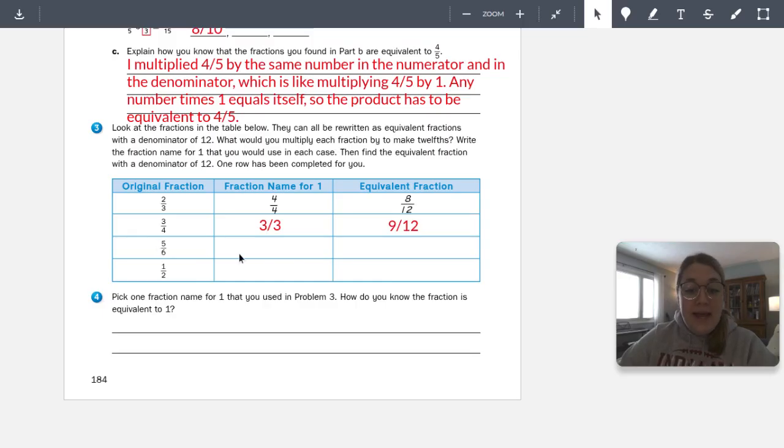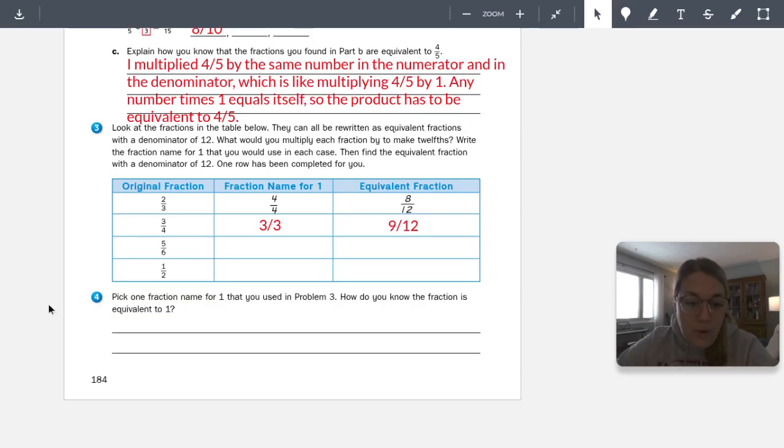Okay, what am I going to take? So what whole am I going to take times 5/6 to give me something over 12? So what times 6 gives me 12? And then that's going to be that number I'm multiplying top and bottom by 5/6 to get a fraction over 12. And then the same thing for 1/2. What am I going to multiply 1/2 by to get something over 12? Okay? So don't forget to put that work on your piece of paper. And then if you need to pause the video, you can, and then come back for my explanation for number 4.